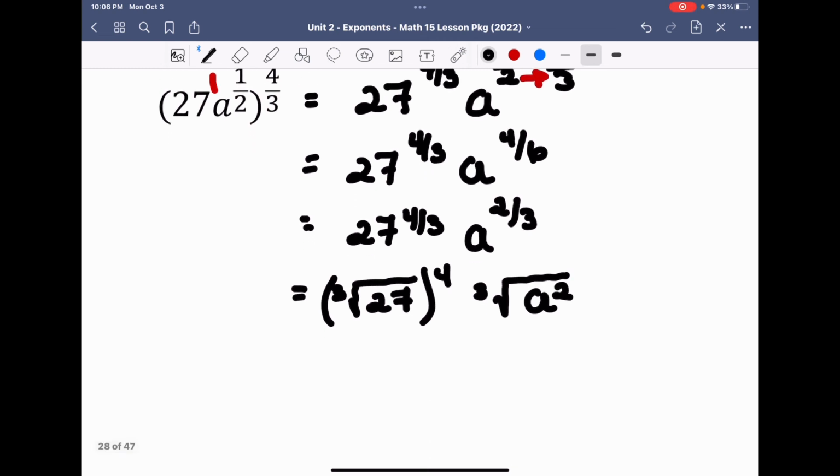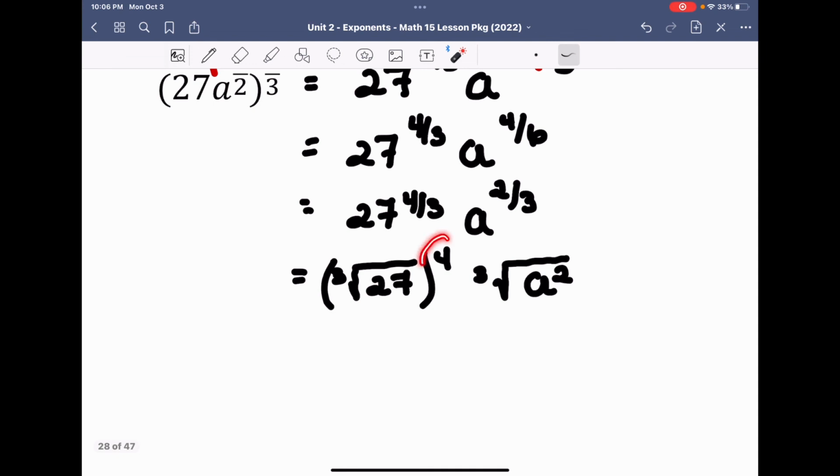However, why I wrote the 4 outside instead of underneath the radical like so is that this is actually going to be a lot simpler. What if I put the 4 under the radical here? Well, what would happen is we would have 27 to the fourth power, or 27 times 27 times 27, and we'd have to cube root that. And we do have our calculators, so that's okay. But what I would rather do is see if we can do something that we can use mental math with.